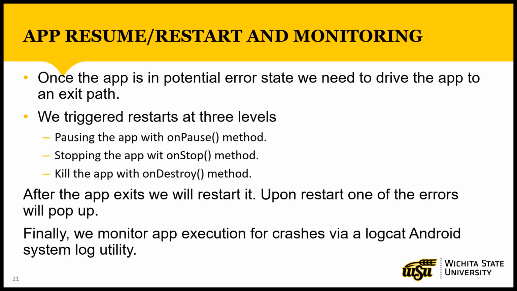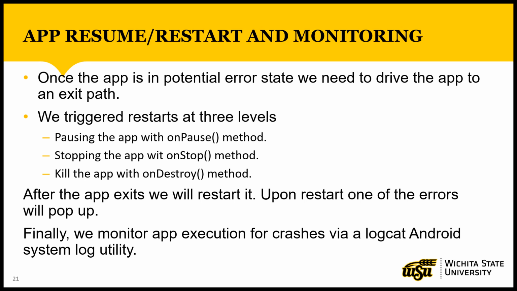Once the app is in a potential error state, we need to drive the app down an exit path, which varies depending on the desired restart level. We have now triggered restarts at three different levels. First, pausing the app by popping up a dialog themed activity which invokes the onPause method. Second, stopping the app by pressing the home button which invokes the onStop method. Third, killing the app by pressing the back button which invokes the onDestroy method. After the app exits, we restart it.